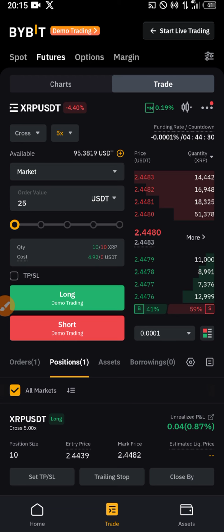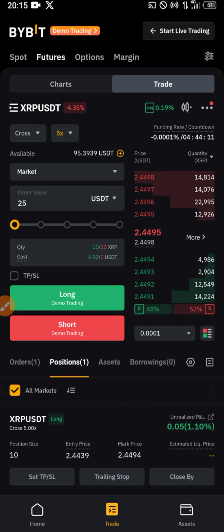So let's say you want to risk $5 to make $15. That's a 1:3 risk to reward ratio. Let's say you want to risk $5 to make $20. That's a 1:4 risk to reward ratio. You understand now?